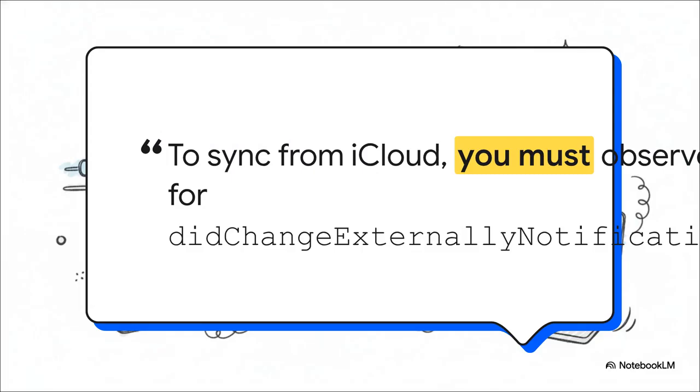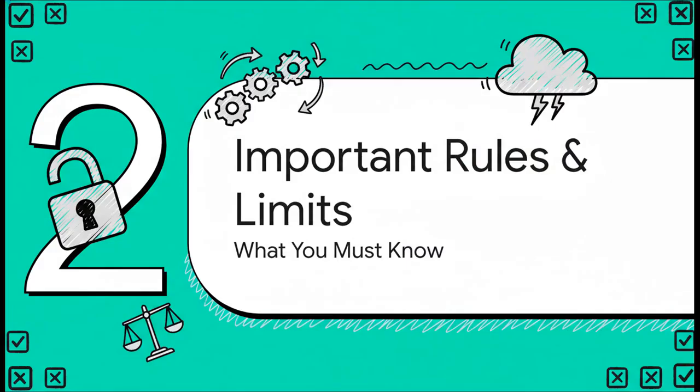That's it. And this brilliantly illustrates the real magic behind the whole system. This one notification, the didChangeExternally notification, is the trigger for everything. It's the system's way of shouting, hey, listen up. The data you care about was just changed on another device. By listening for that one signal, your app knows exactly when to wake up, react, and keep that user experience perfectly in sync.